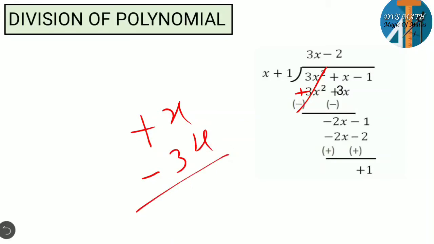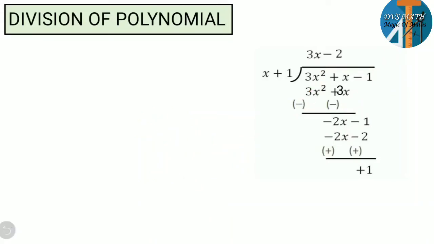So now plus 3x means you have to consider it as 1 plus 1 minus 3, it is minus 2x. So we wrote minus 2x, and this as it is, bring down minus 1. So next step, again you have to observe the first term, minus 2x. Here the first term is x. So you have to divide minus 2x by x.